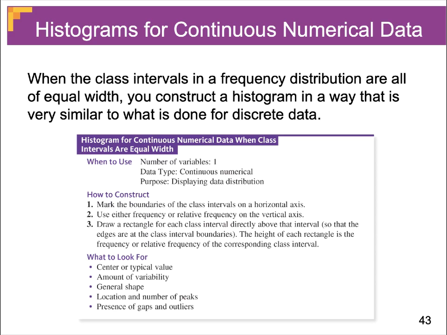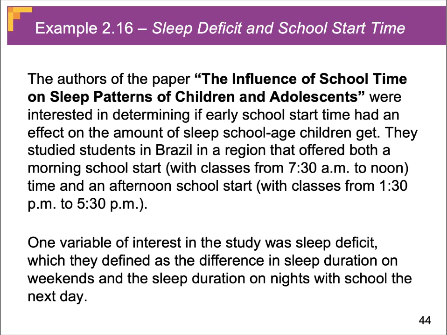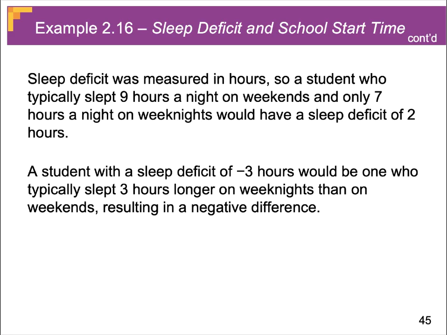So if we look at another example, looking at the influence of school time and the sleep patterns of children and adolescents, they were looking at these school-age children who had either a morning start or an afternoon start. And so they wanted to see what the sleep deficit would be, which was defined as the difference in sleep duration on weekends and the sleep duration on nights with school the next day. So they measured these in hours. So for example, if a student usually had 9 hours a night on the weekends and had 7 hours a night on the weeknights, they would have a sleep deficit of 2.